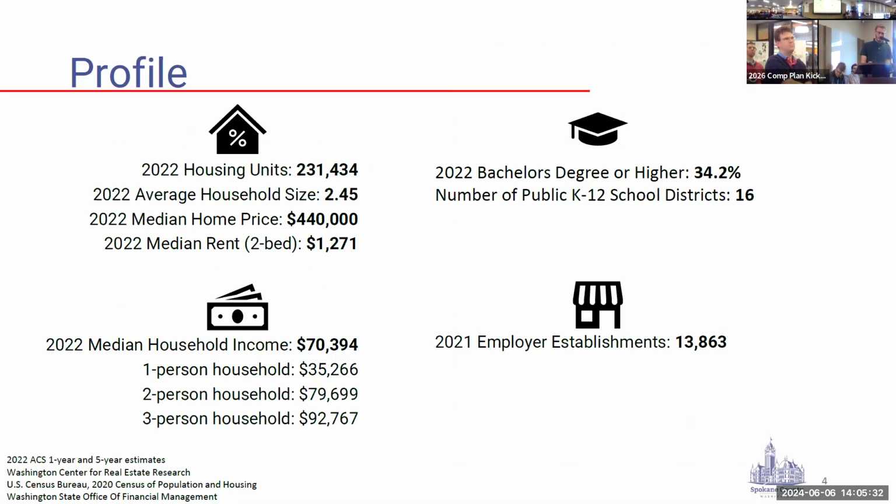So our current data right now, we're looking at right around 231,000 housing units and a median home price of 440,000. And rent is right around $1,200. In 2022, the median household income was right around 70,000, and there were nearly 14,000 employer establishments.